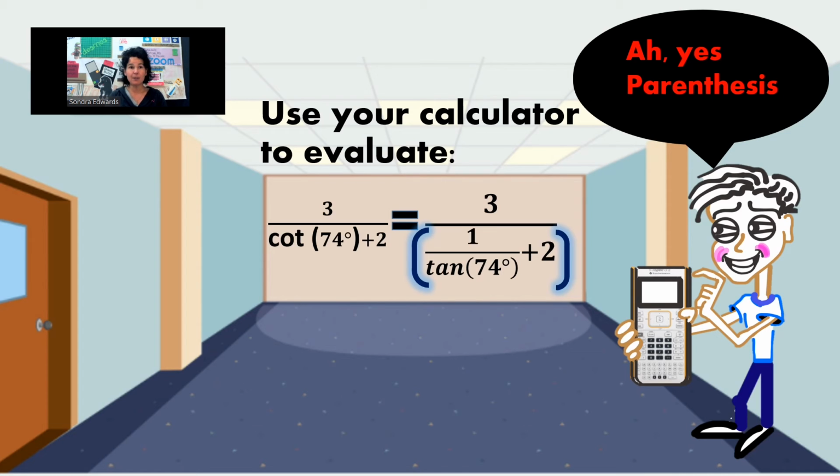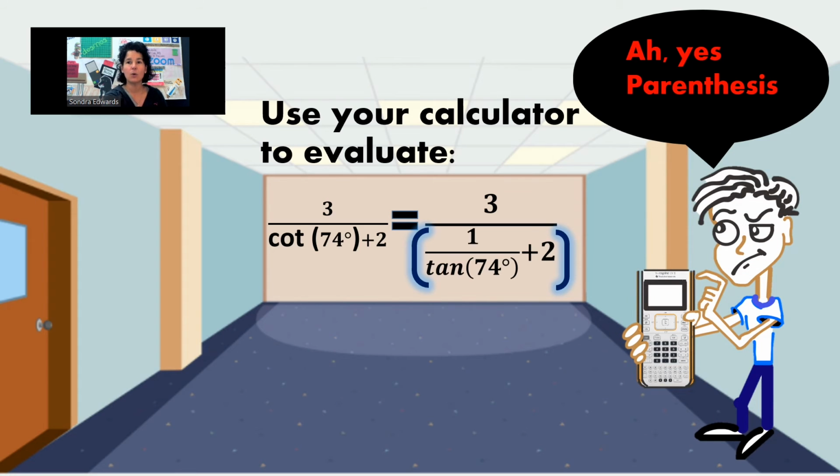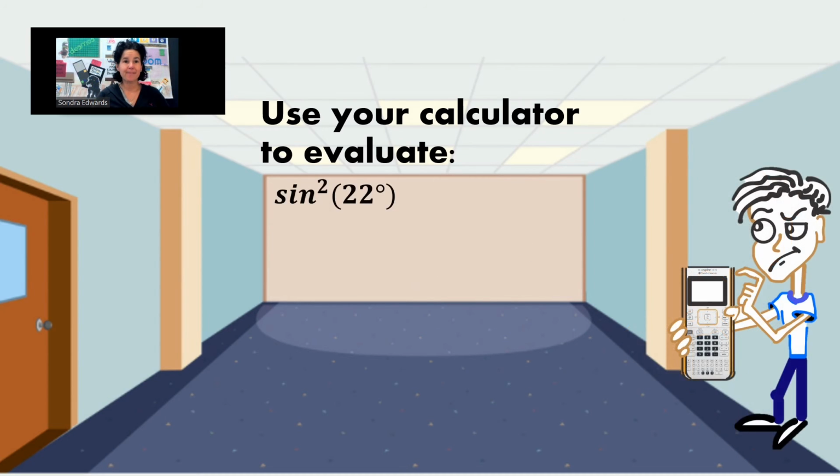So now if I type into my calculator 3 divided by parenthesis 1 divided by the tangent of 74 plus 2, close parentheses, enter, well then we are going to end up matching the back of the book, 1.312, and this is the correct answer.